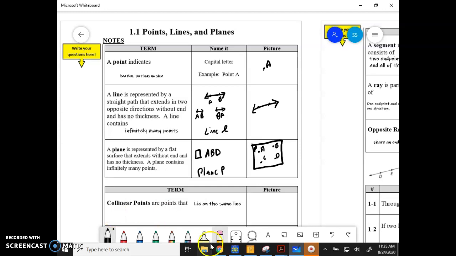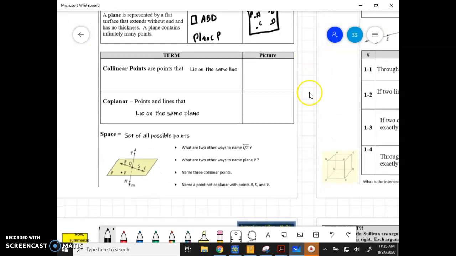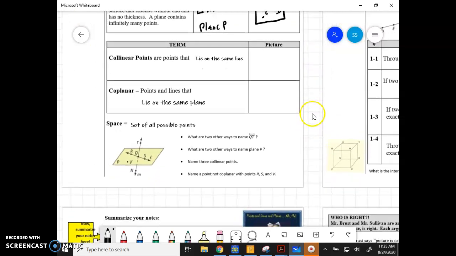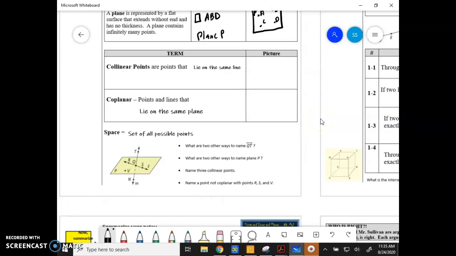All right, moving on. Those should be pretty familiar. These might be a little bit newer to us, but they should just make sense. Collinear points are points that lie on the same line. Let's draw a picture here, a line. If it's a line, I have to make sure there are arrows on it, right? So I'm going to write D, E, G. Those would be collinear points because all of those points are on the same line. That makes sense, right?